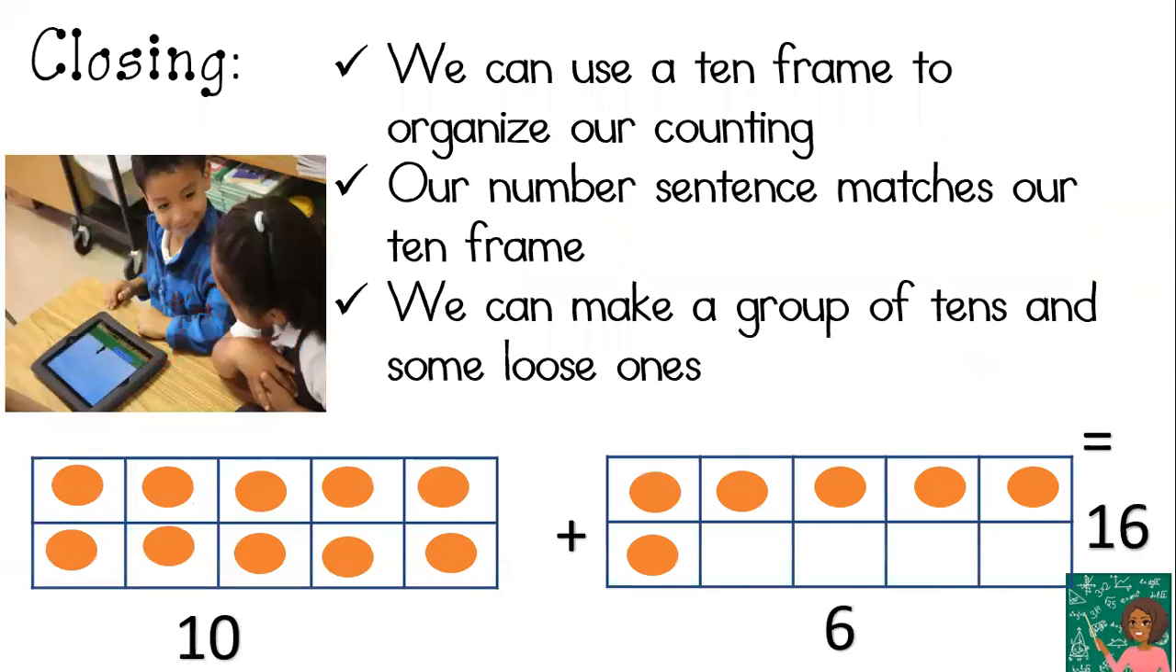Great work. So let's think about what we learned today. We can use a 10 frame to organize our counting. Our number system must match our 10 frame. And we can group our 10s and some loose ones, like in the number 16. A full 10 frame was full, and then we had 6 more ones for our second 10 frame.